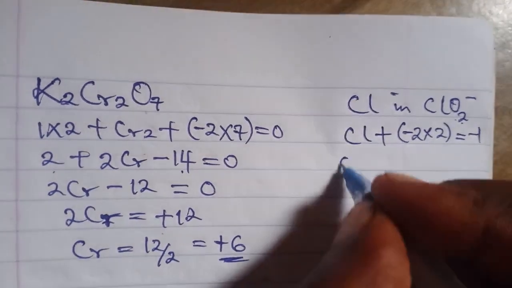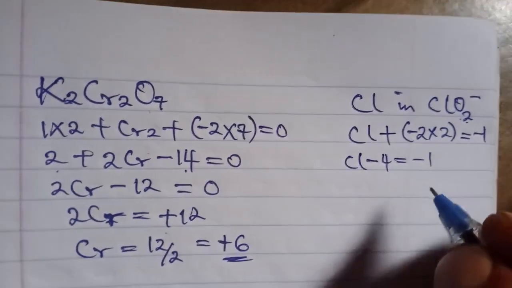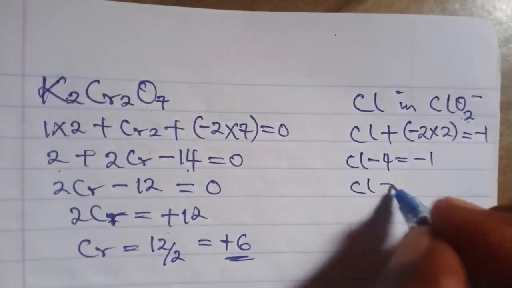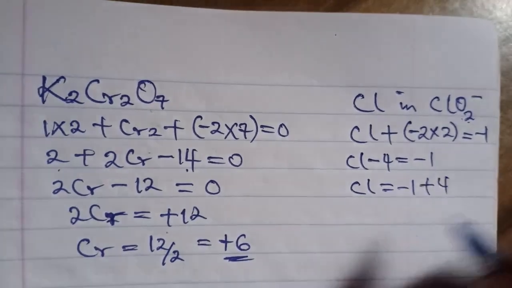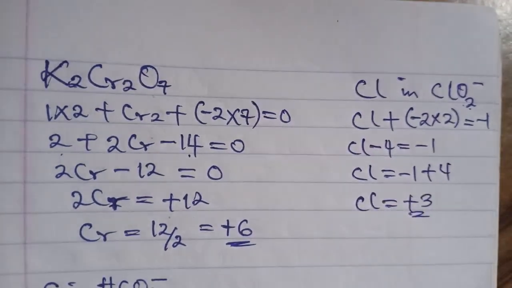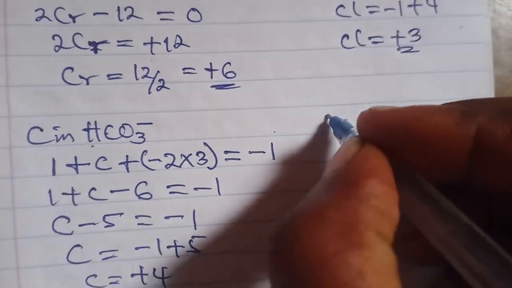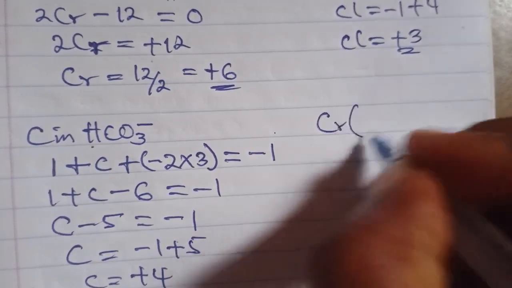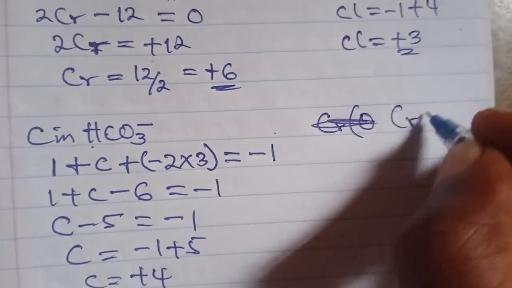So we can have the oxidation number of chlorine -4 equals -1. So the oxidation number of chlorine equals -1 crossing over plus 4. So chlorine equals +3. Now let's take it a step further. Let's find the oxidation number of chlorine in this compound. Let me use this for example.